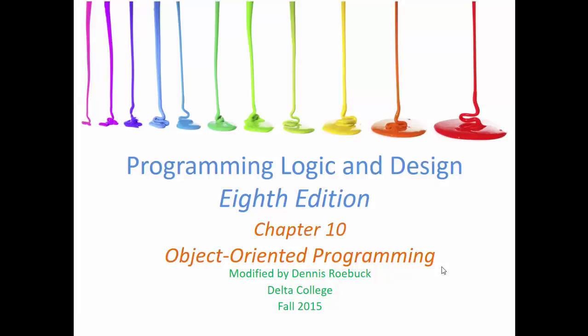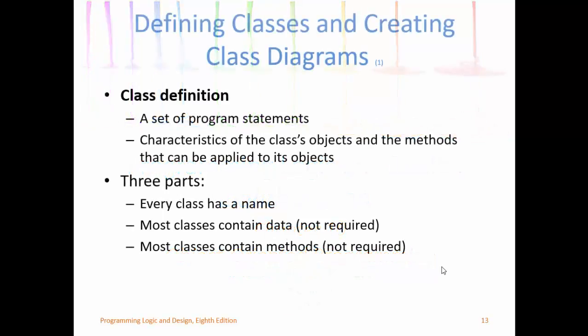Let's briefly talk about defining classes and creating class diagrams. A class definition is a set of program statements that describes the characteristics or attributes of a class's objects and the methods or actions that can be associated with the individual objects.